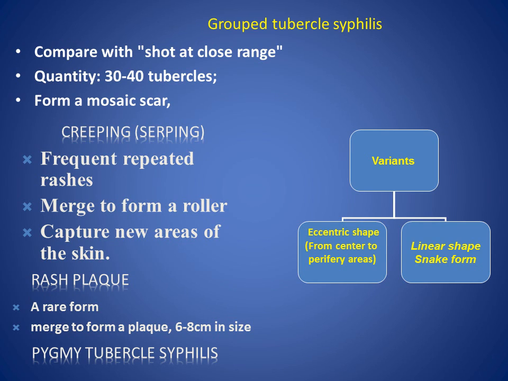Plaque tubercular syphilis is a very rare form of syphilis, tending to form a plaque, varying from 6 to 8 cm in size. Lastly, pigmentotubercular syphilis.